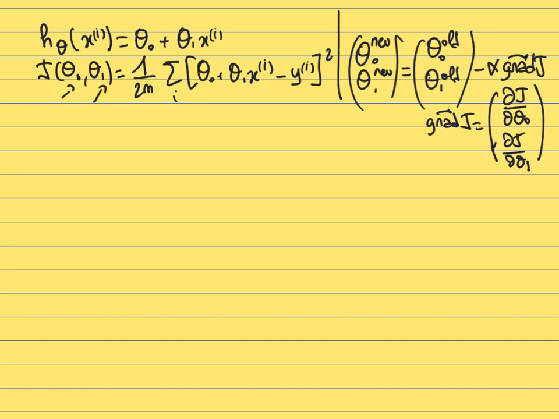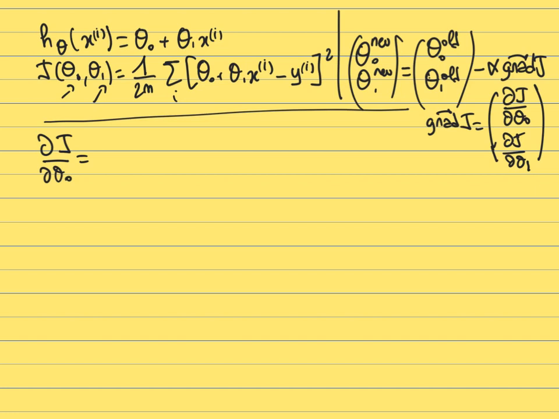So in this case, in order to calculate the new values of theta, we need to calculate the derivative of the cost function J as a function of theta naught and theta 1. In the case of linear regression, this is pretty easy, and we can do this analytically. We need to calculate those two terms. First, the derivative of the cost function J with respect to the first parameter, theta naught.